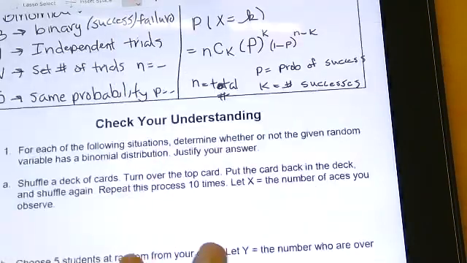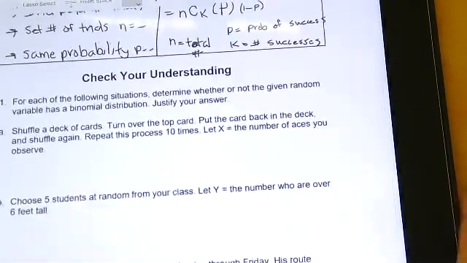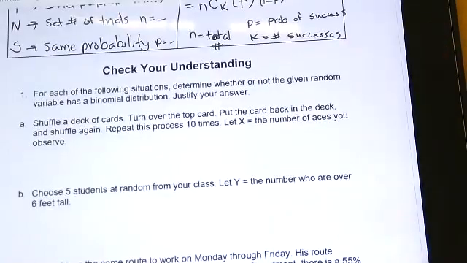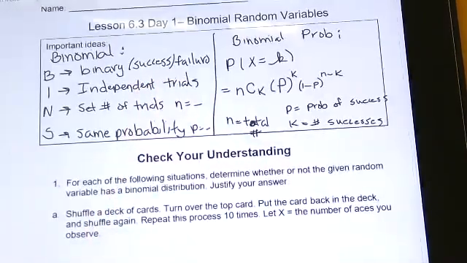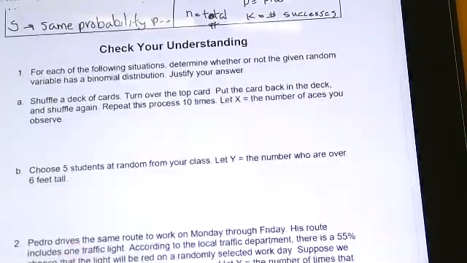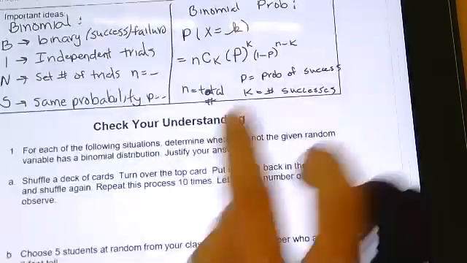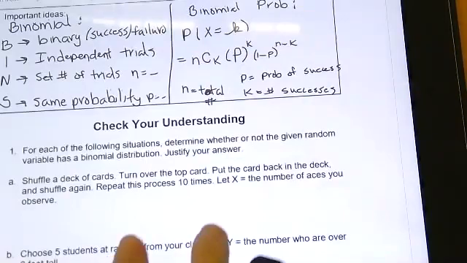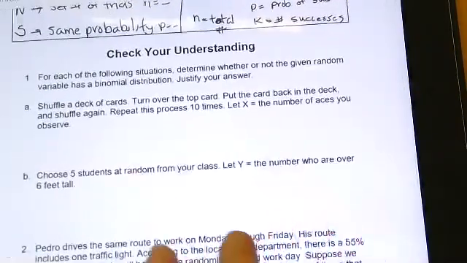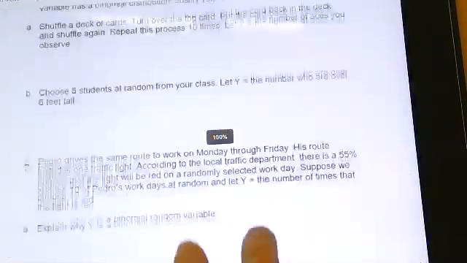So how are we doing? We're just about out of time. Okay, so on your check understanding, determine whether or not each one of these is binomial. This is what you got to look for. Are there two outcomes, success and failure? Is each trial independent? Is there a set number of trials? And does the probability stay the same every single time? If you say yes to all of those, then it's binomial. If you say no to any of those, it's not binomial, so you cannot use this formula. Okay, that is the formula that only works for binomial.